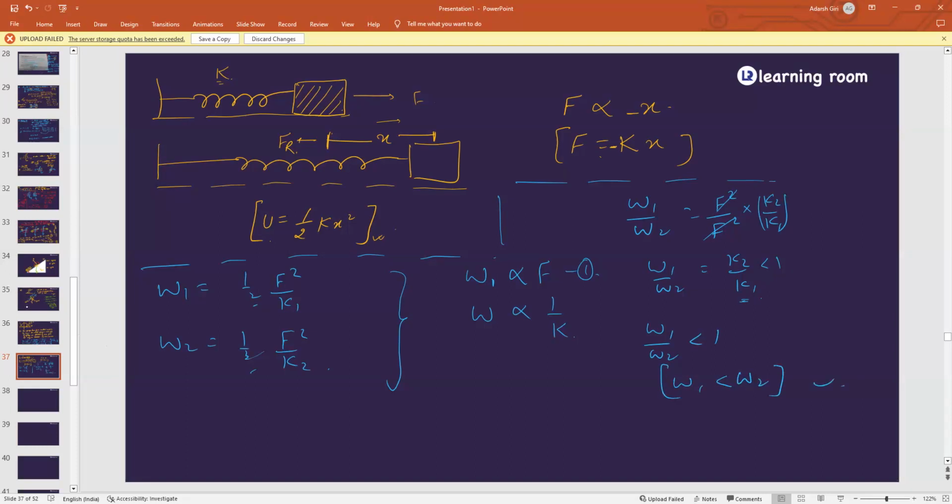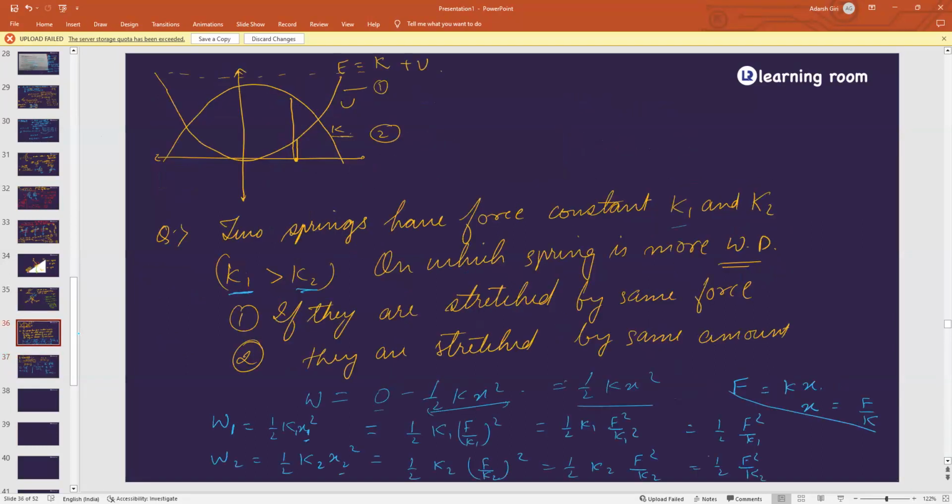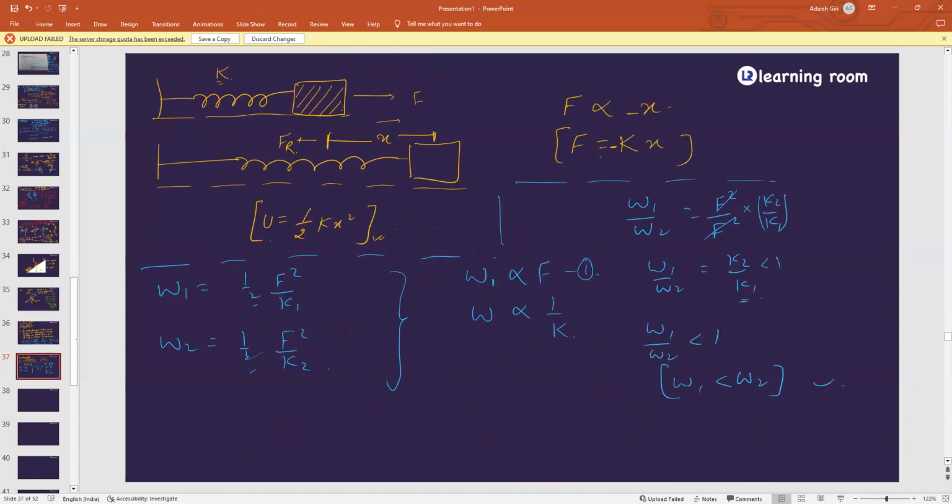Point number 1. The second question says that in our second case, they are stressed by the same amount. So in the second part of the question, W1 is half K1 X square, and W2 is nothing but half K2 X square. Right? In both the cases, the displacement X is same. So W1 by W2 is equal to K1 by K2 now. No need of replacements. And again, we know that K1 is greater than K2. So here, W1 will be greater than W2. Say yes or no. Any doubt here? No doubts. Right? Write it down.